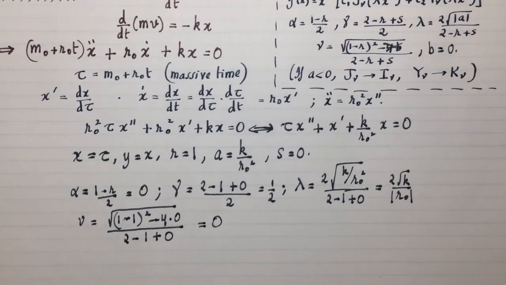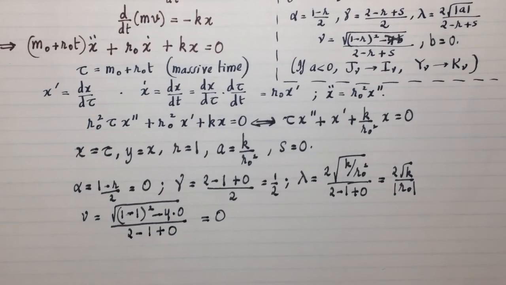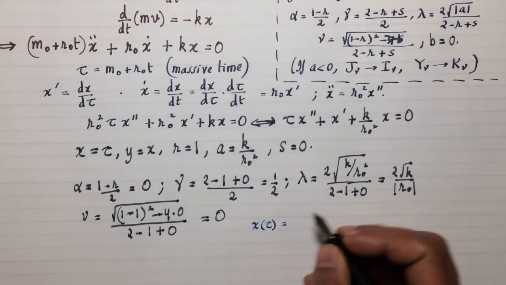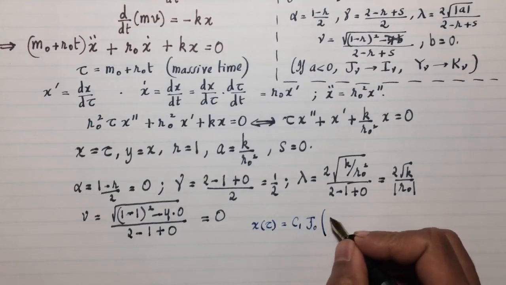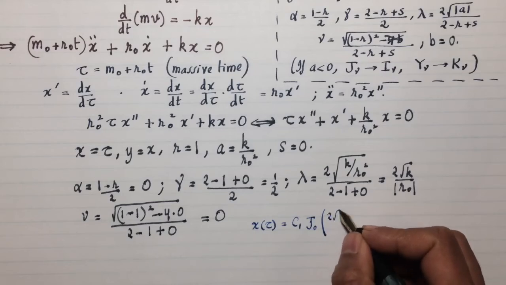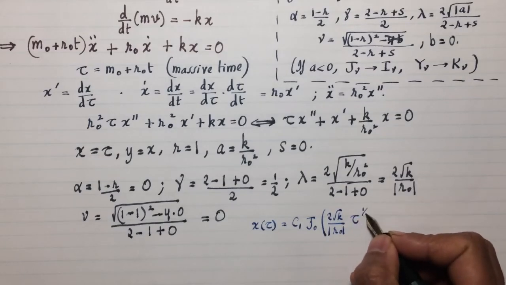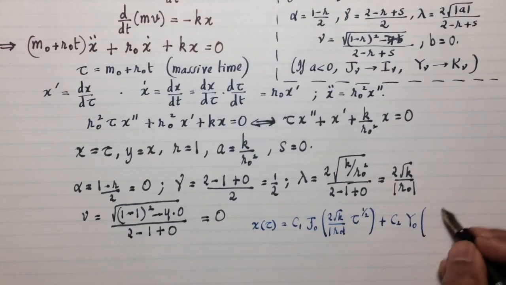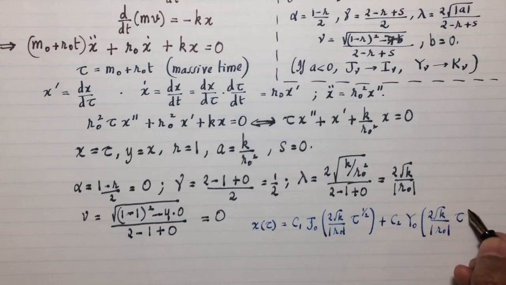You may think it's cheating because all we did was look up a standard result, but it does solve the problem, and that's a pretty big deal. So we have x as a function of tau is some linear combination: c1 times j naught of lambda, which is going to be 2 root k over absolute value of r naught, tau to the power half, plus c2 times y naught of 2 root k over absolute value r naught, tau to the power half.